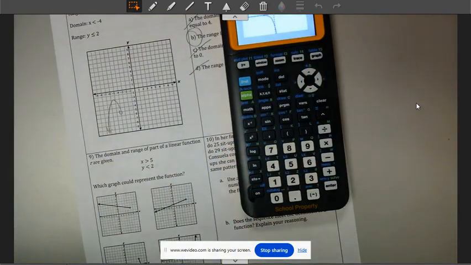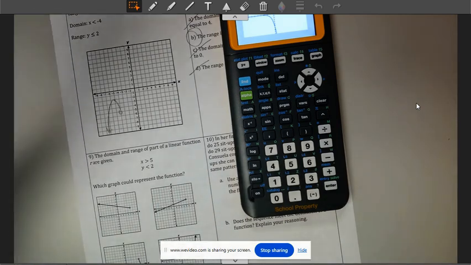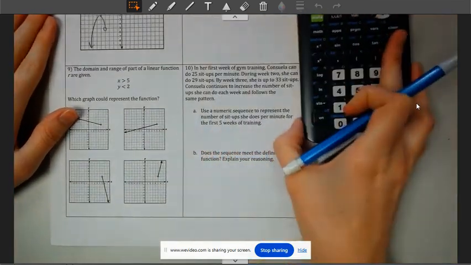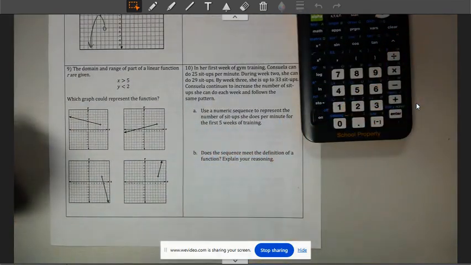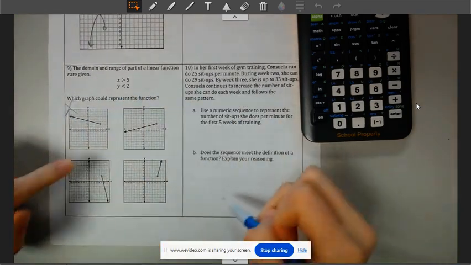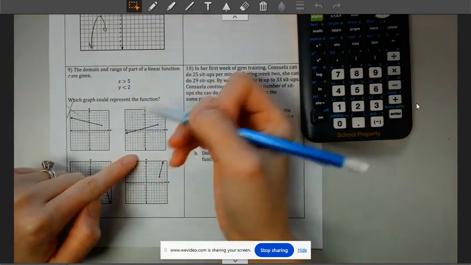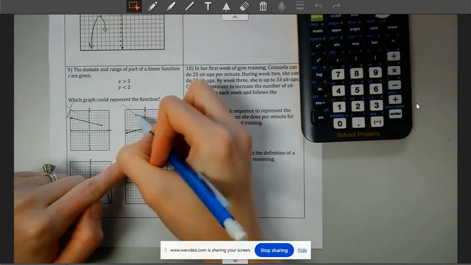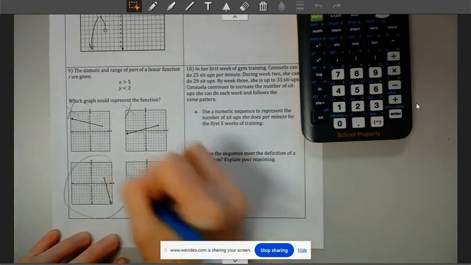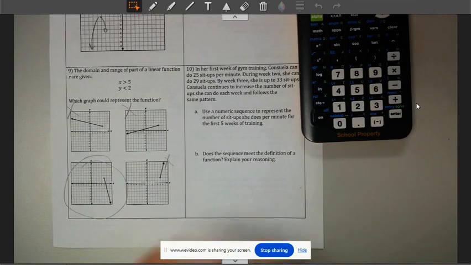Number 9, the domain and range of part of a linear function are given. X is greater than or equal to 5, and Y is less than or equal to 2. So I know my arrow has to be going to the right for X to be greater than or equal to 5, or greater than 5. And my arrow has to be down for y to go less than 2. Well, this arrow is going to the left and up. That's not right. This one goes to the left and down. Yeah, it should be going down, but I need to be going to the right. This one goes to the right and up. Nope. So the only option here is this one.